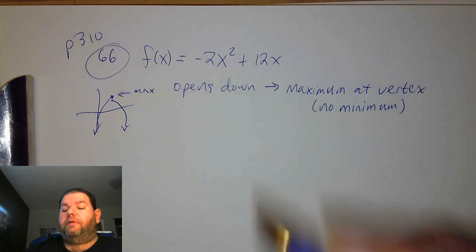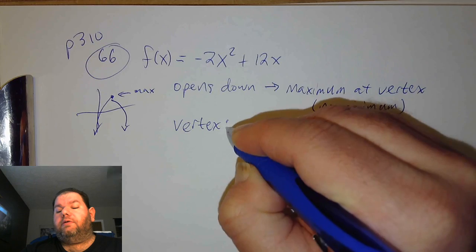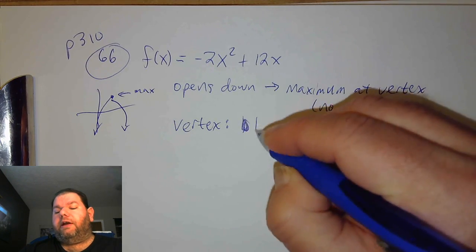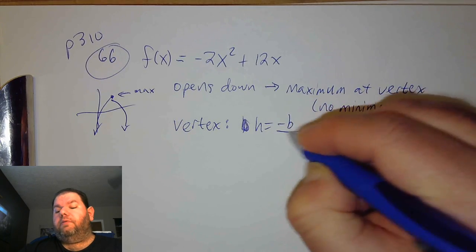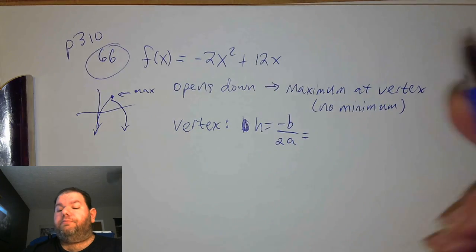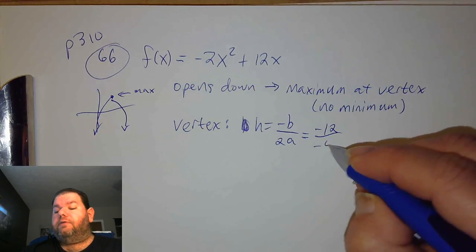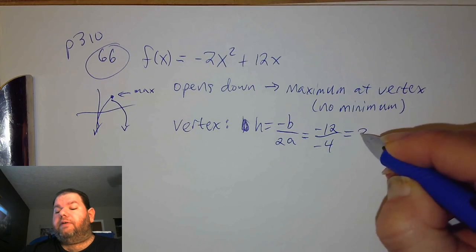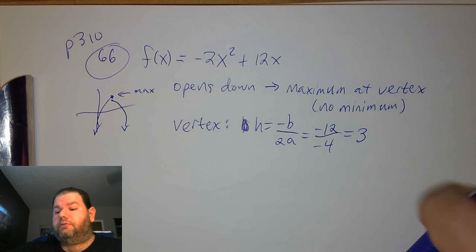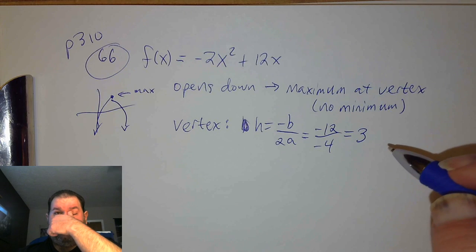Okay. So let's calculate what the vertex is. So we said h is negative b over 2a. B is 12, so negative 12 over 2 times negative 2. And that gives us a value of 3. So we start off with a value of h equals 3.